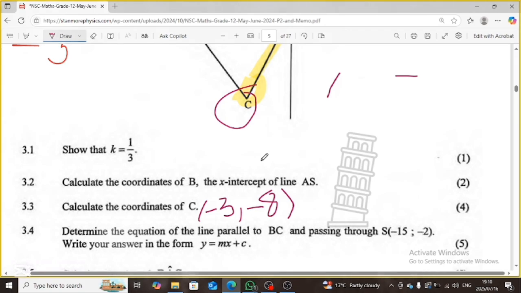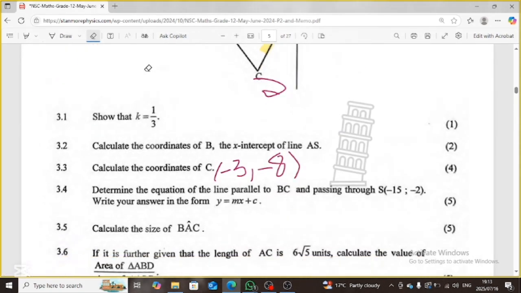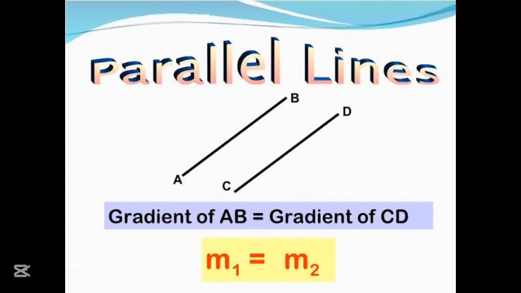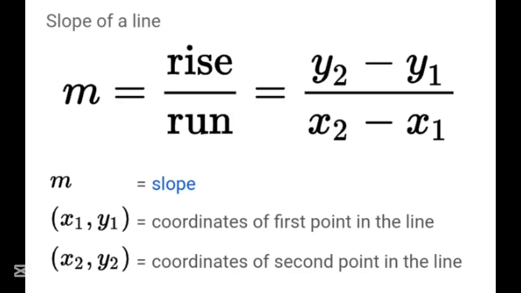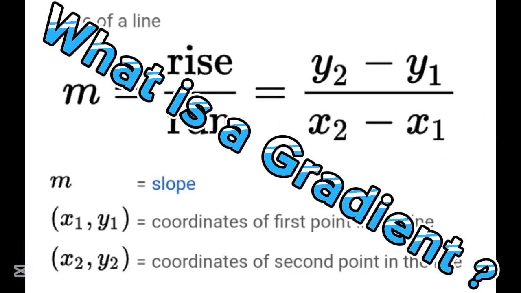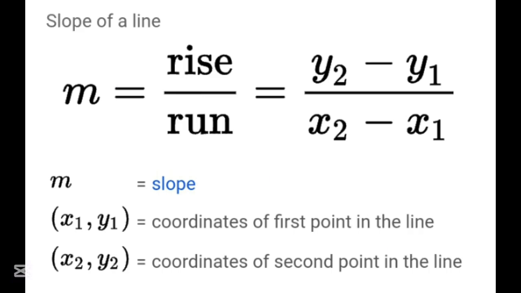Question 3.4. We are supposed to determine the equation of the straight line that is parallel to BC and passing through point S (-15, -2). In these questions, we will firstly note that parallel straight lines have equal gradients. Before we get into calculations, let's firstly understand what a gradient is. A gradient is a measure of the steepness of a line, or the measure of the slope. The formula shown on the slide is used to measure a gradient.